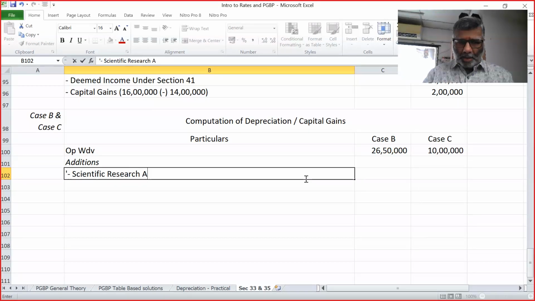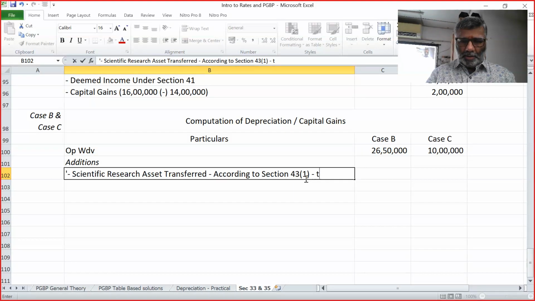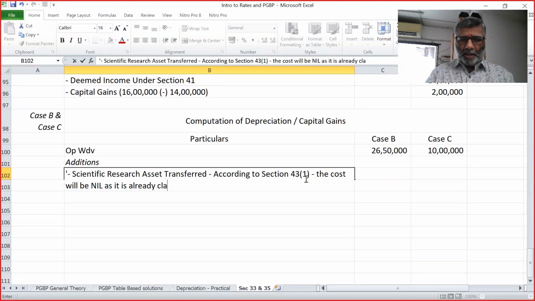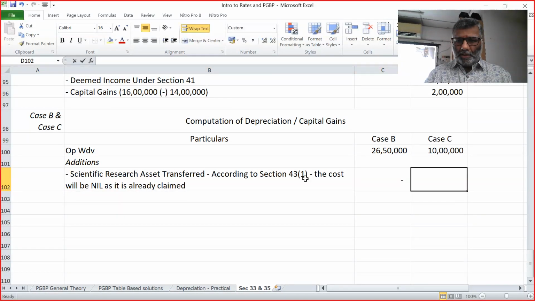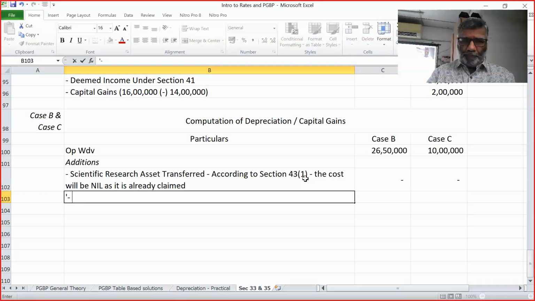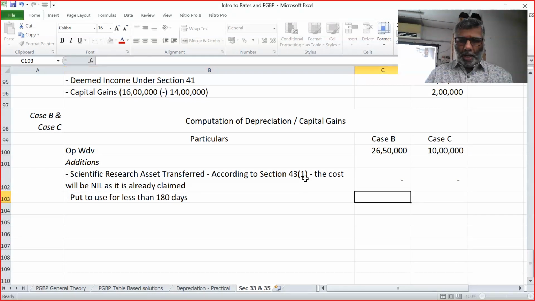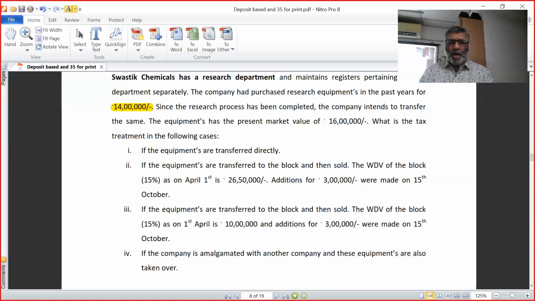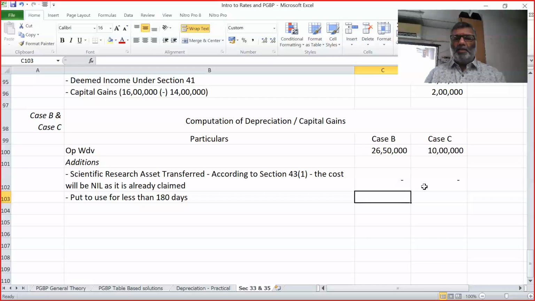Scientific research asset transferred. You should write this, please remember. According to section 43 subsection 1, the cost will be nil as it is already claimed. So nothing will be recorded. Put to use for less than 180 days. You have an asset which is 3 lakhs. Addition of 3 lakhs on 15th October.